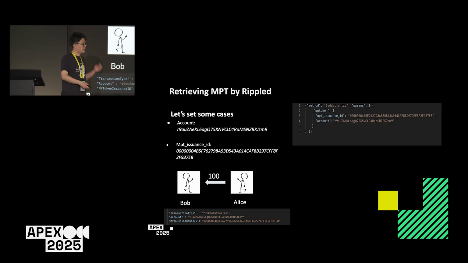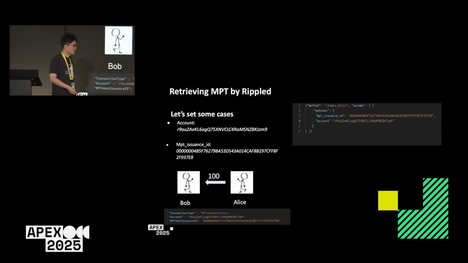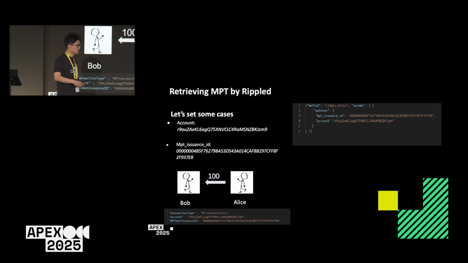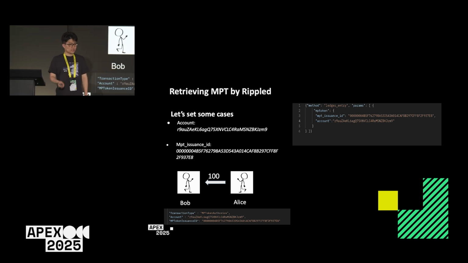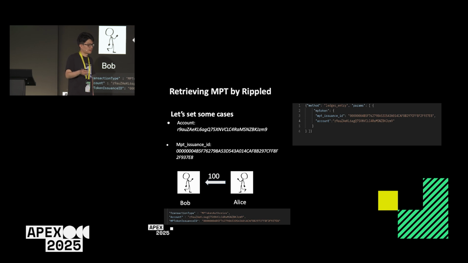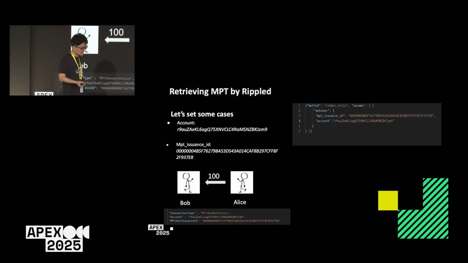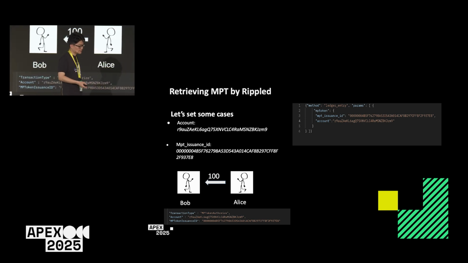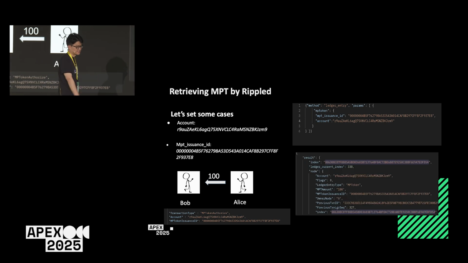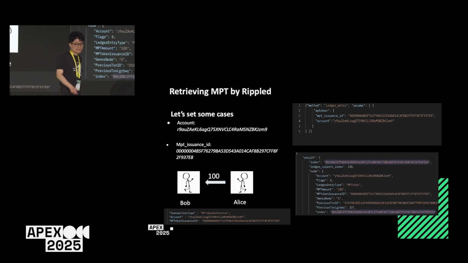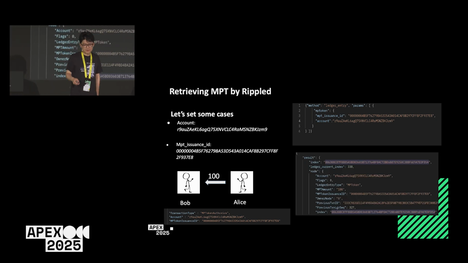So how do we go about querying this particular MPT that Bob receives? It's quite easy. On rippled, we have something called the ledger entry method. For this particular method, you pass in the account, which is Bob's, as well as the MP token issuance ID. And this is the result that you get. Essentially, this is everything that you need to know.